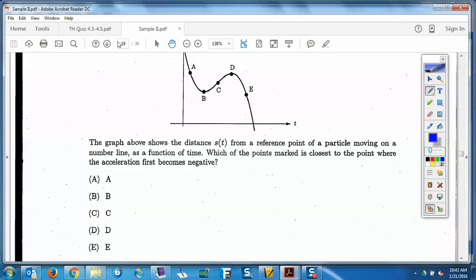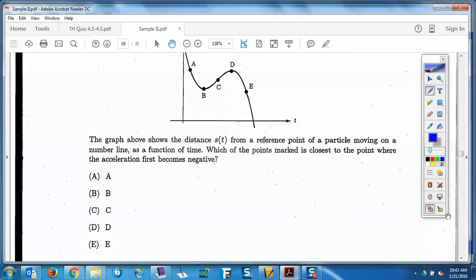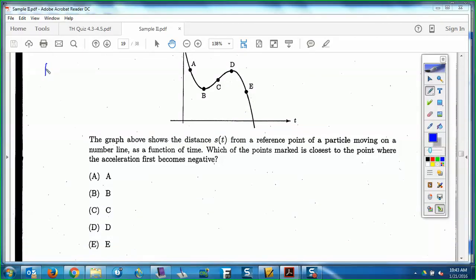Okay, so this is position. Now remember, we got position. Here's the key to this, I think, is thinking that this is position, velocity, acceleration. This is the position graph. So when they say the acceleration first becomes negative, think of the number line. Think of the chart. The acceleration is like the second derivative, right? So when the acceleration is negative, what's that tell you about position?